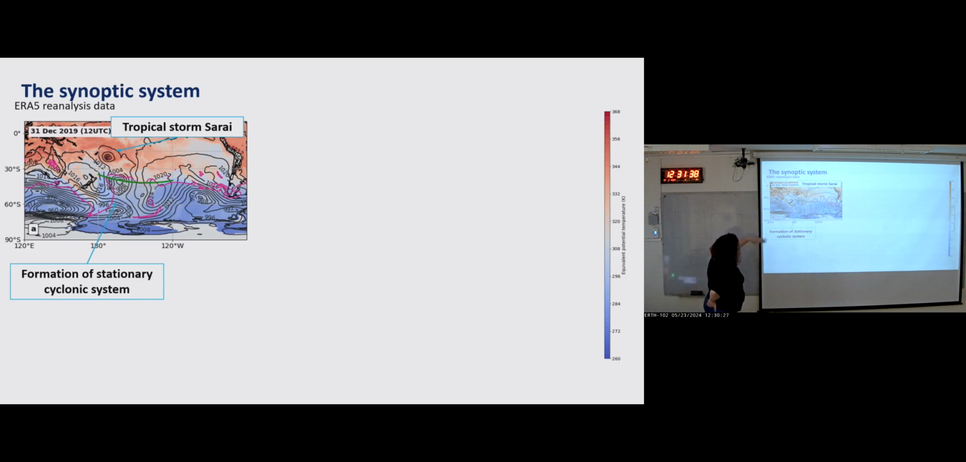So what happens here is that on December 31st, this is Australia and New Zealand, there is a tropical storm, a tropical cyclone that's located here. The coloring is the equivalent potential temperature. So you can see that it's very humid. I'm not sure you can see the colors. And there's a stationary extratropical system that's formed here, and it doesn't move.